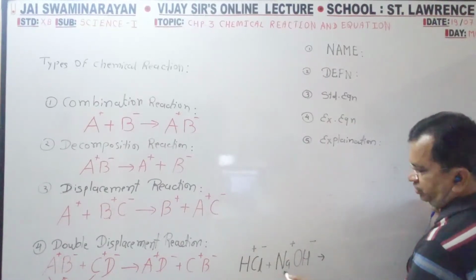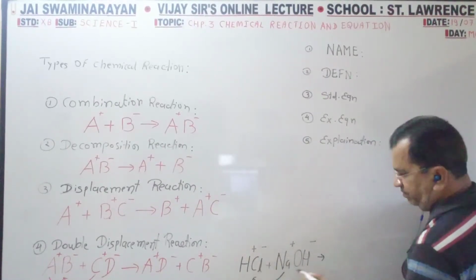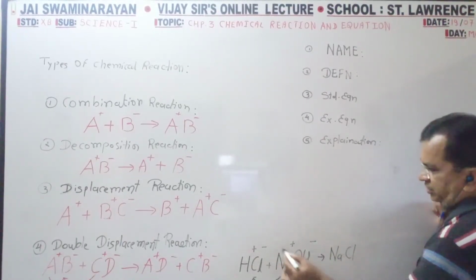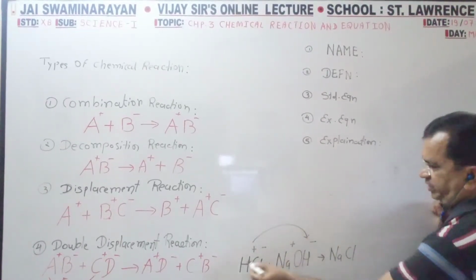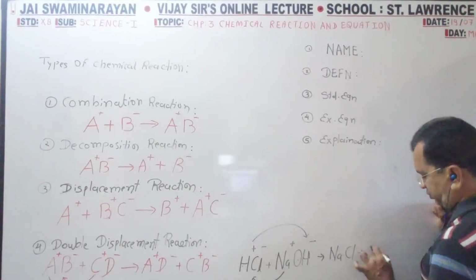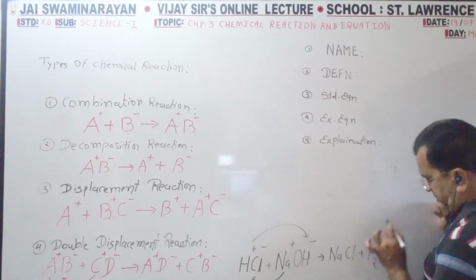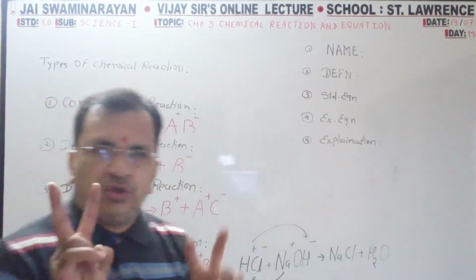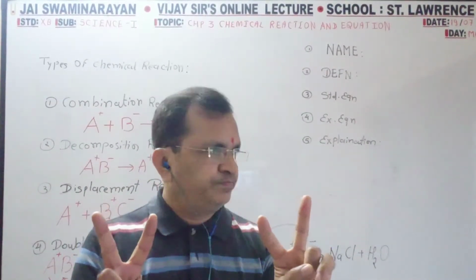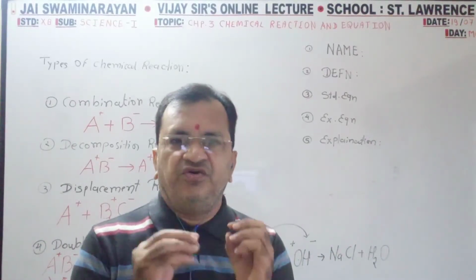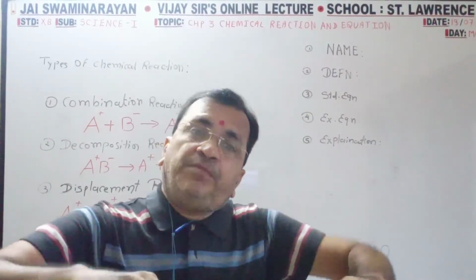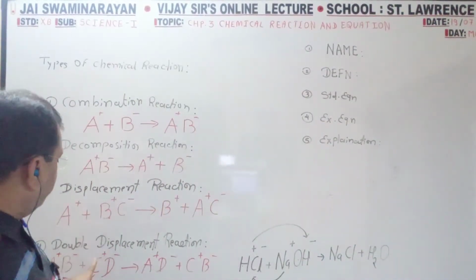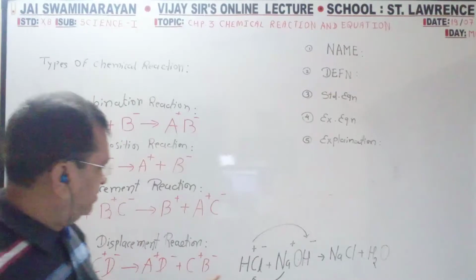So this plus goes with this minus, so NaCl. This plus goes with this, so HHO, so H2O. Two solutions combine with each other and form two new solutions. That is why it is not displacement, it is double displacement.